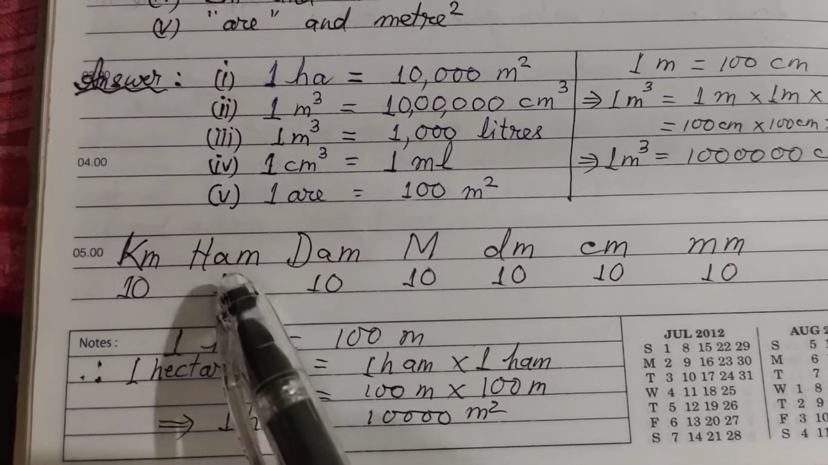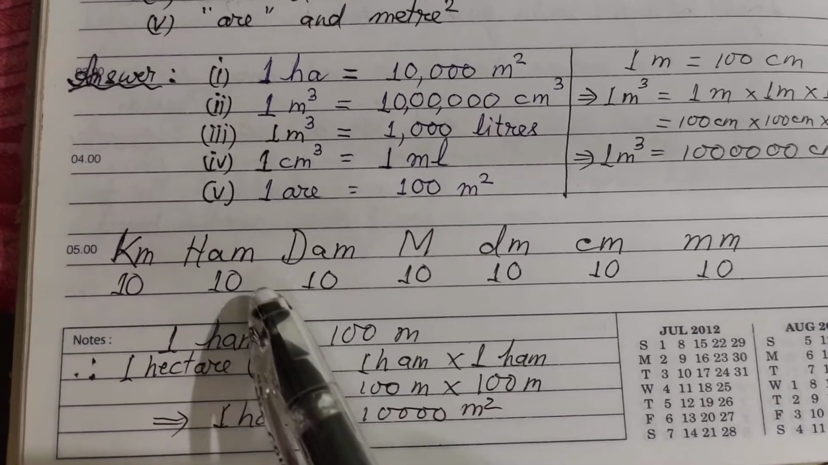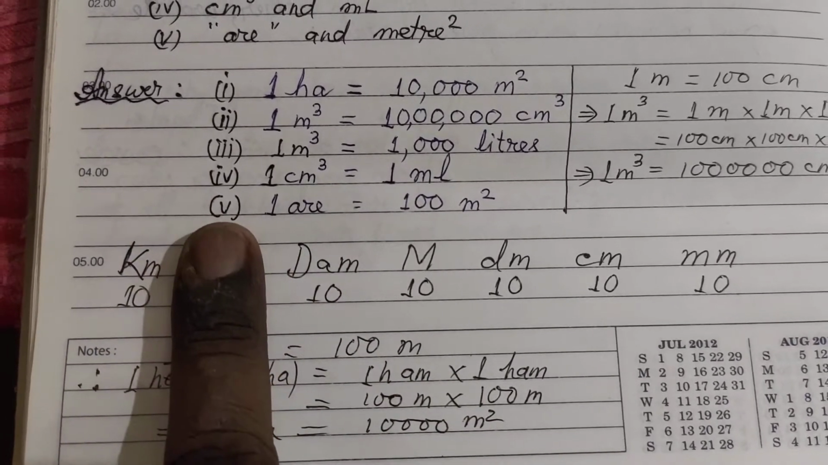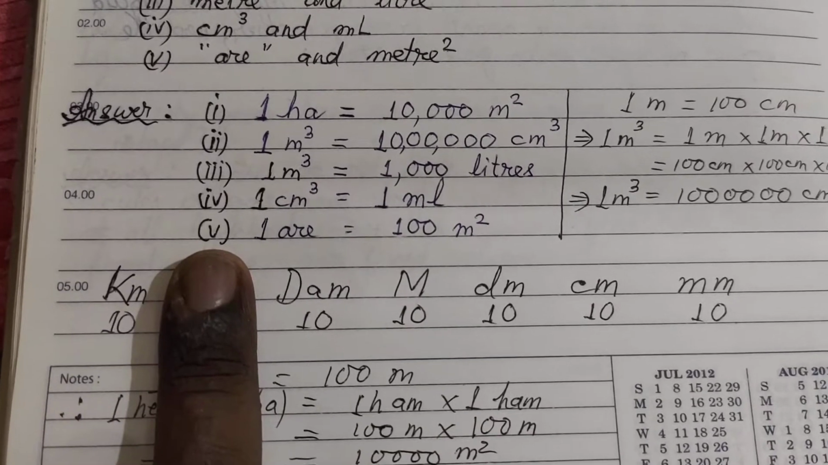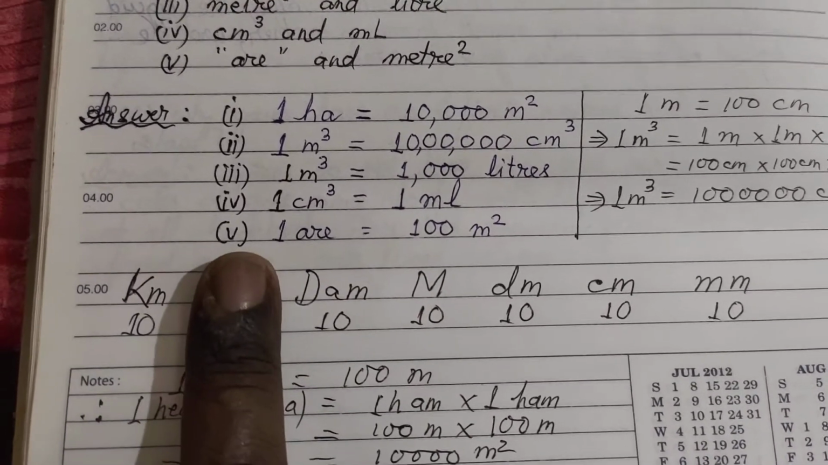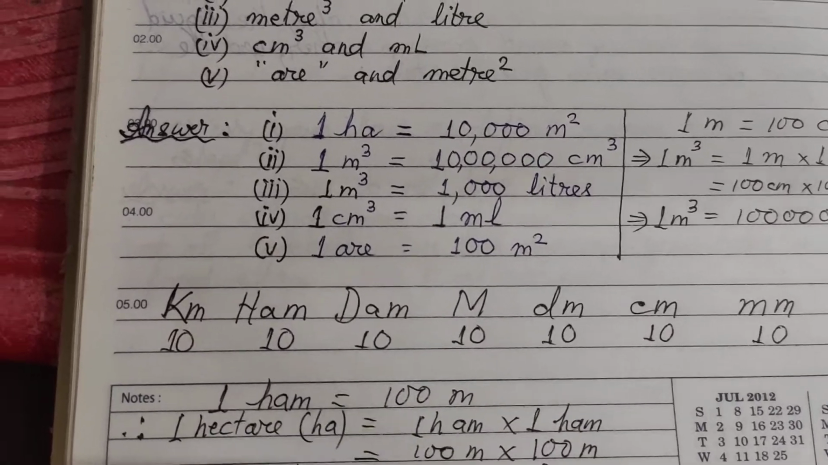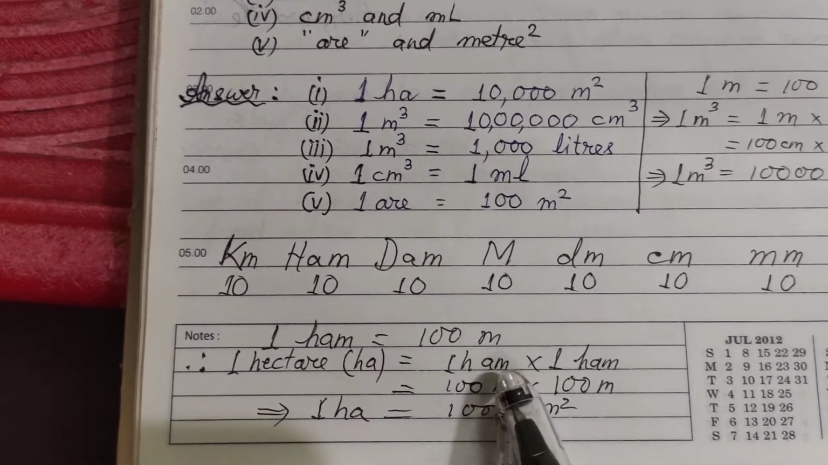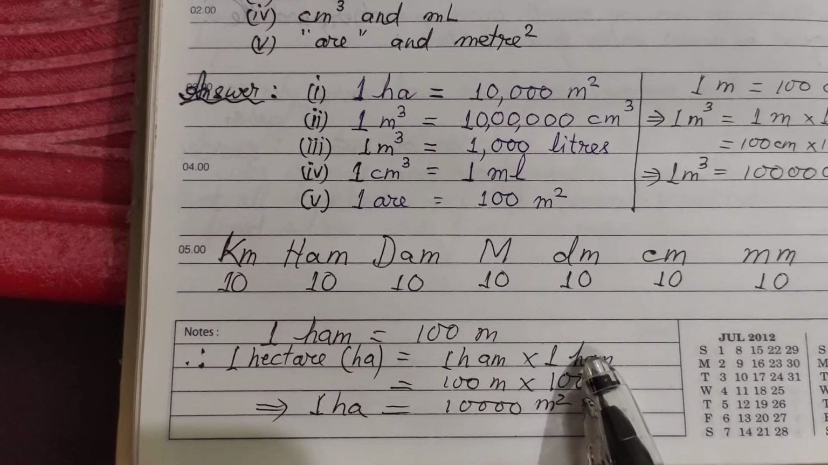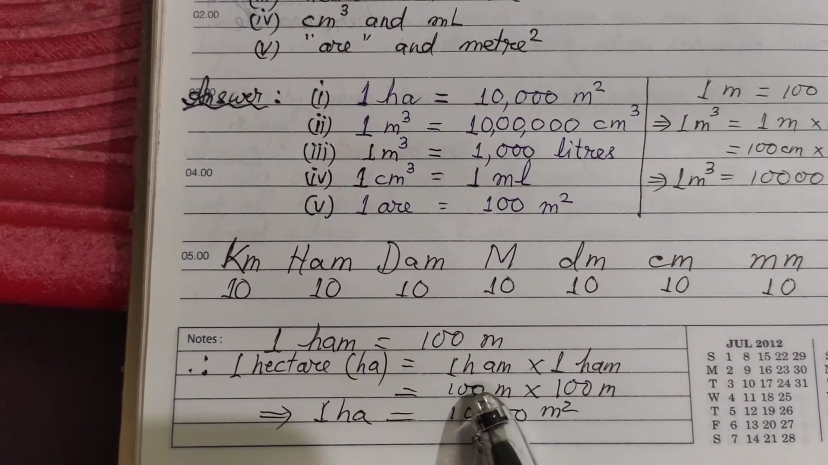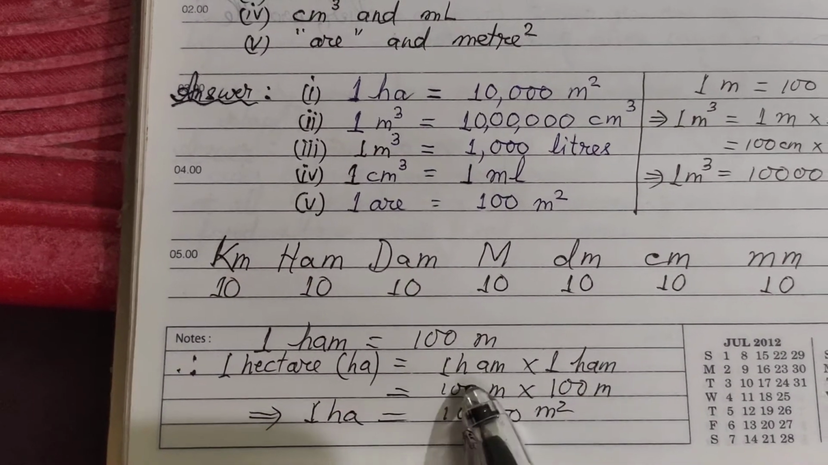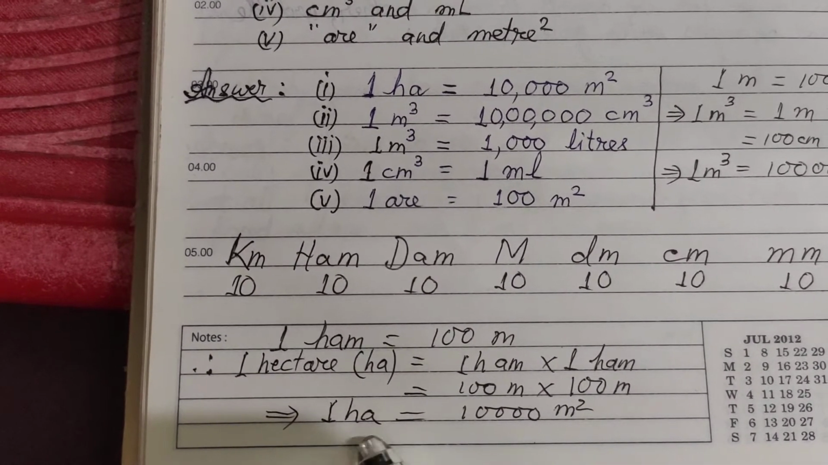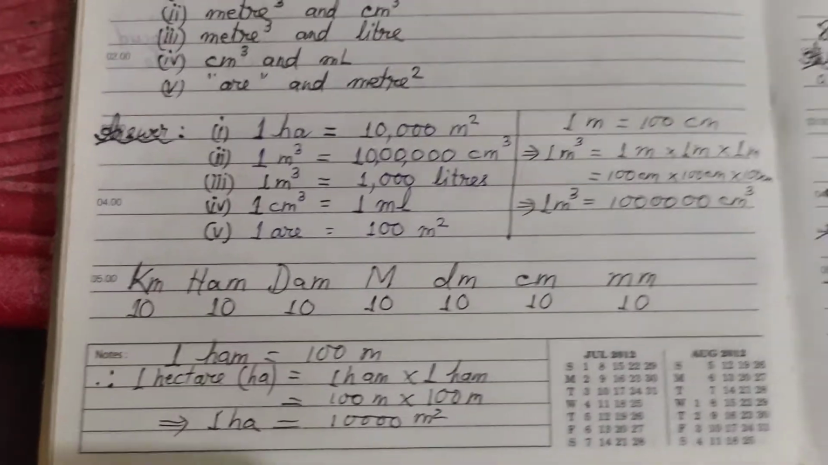Once again I am telling, to understand hectare, first we have to understand hectometer. 1 hectometer, you cover it with your finger, and from hectometer till meter there are 2 tens, this and this. So 10 into 10, 100. So 1 hectometer is 100 meters. If this is multiplied by itself, 1 hectometer into 1 hectometer, it is 100 meters into 100 meters. 100 into 100 is 10,000, meter into meter is meter square. This itself is called 1 hectare. So 1 hectare is 10,000 meters square.